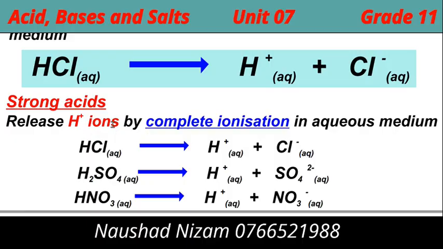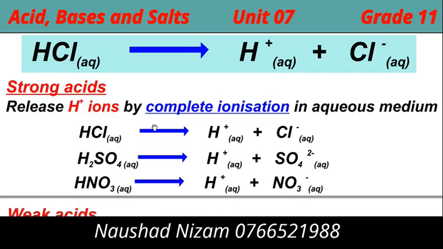Strong acids release H plus ions by complete ionization. That means there is no remaining compound after they are dissolved in water. In aqueous medium, you don't find any compounds here. Each and every molecule is dissociated or ionized completely. So you don't find any HCl compound after they become ionized. For example, if there are 5 molecules of HCl, you will find 5 H plus ions and 5 chloride ions. That means complete ionization.